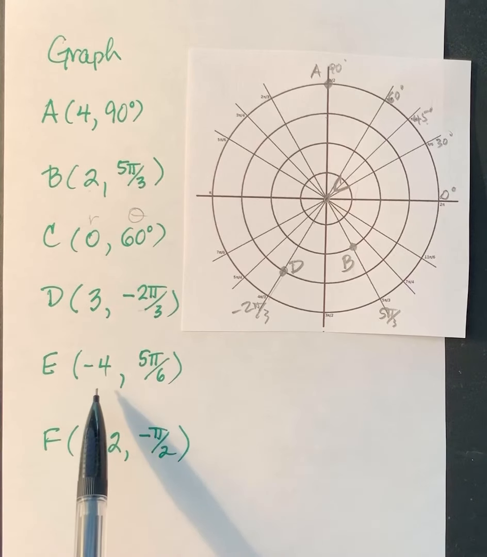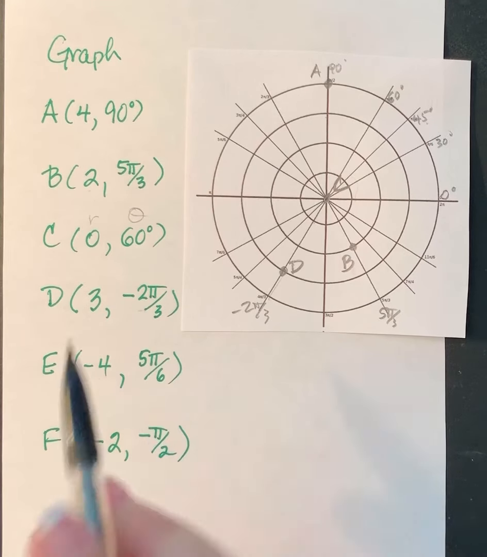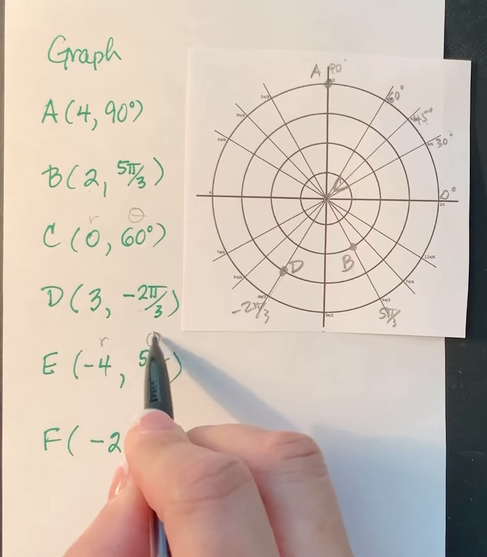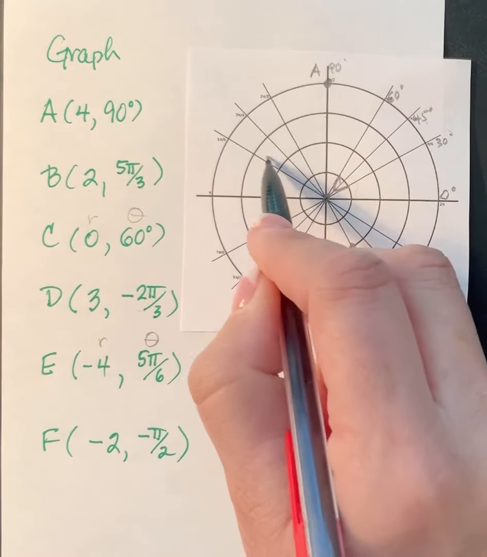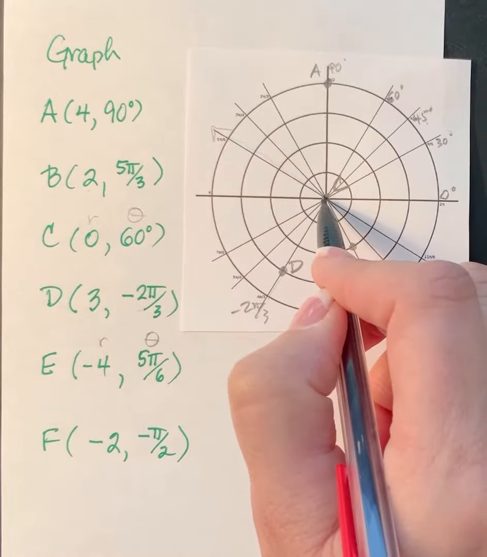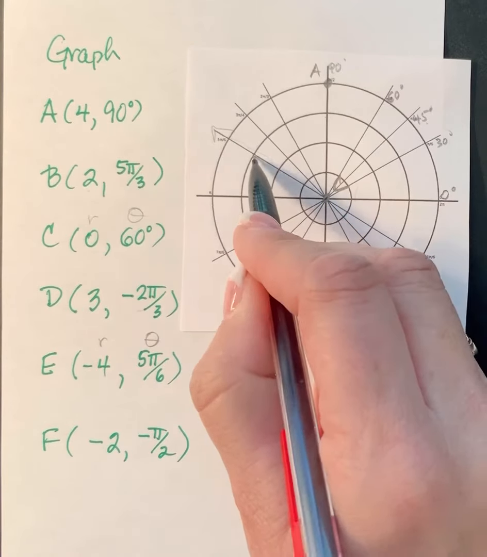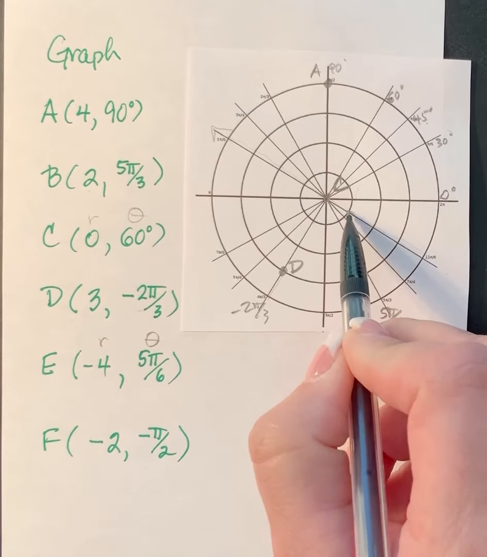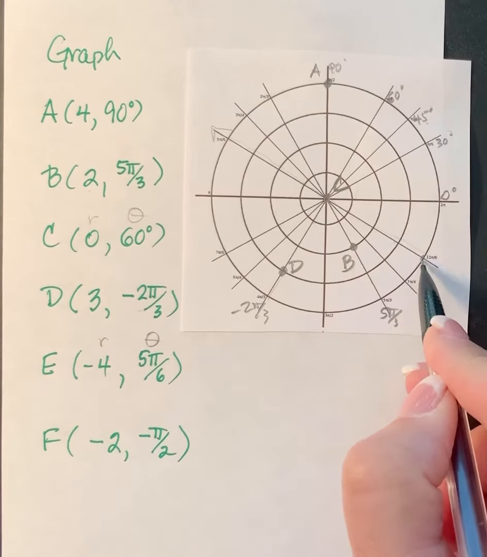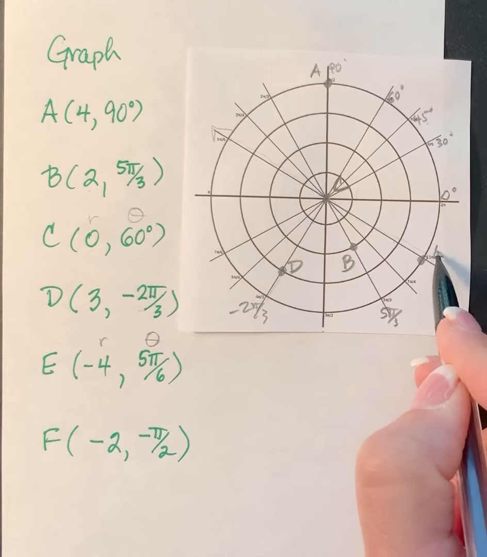All right, now here we've got a negative R. So you're going to want to find your angle, but then go in the exact opposite direction. So if you find 5 pi over 6, that would be here. But instead of going out 4 along that one, you're going to go 4 the exact opposite. So 1, 2, 3, 4. So here's where E is.